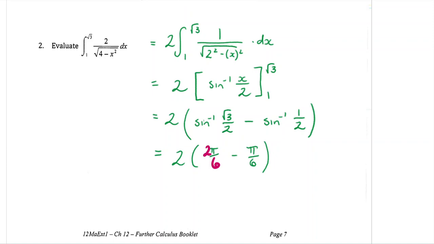2 pi over 6 minus pi over 6 is 1 pi over 6. When you times that by the 2, you have 2 pi over 6 again, which simplifies down to pi over 3.